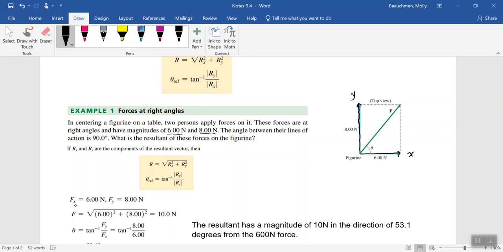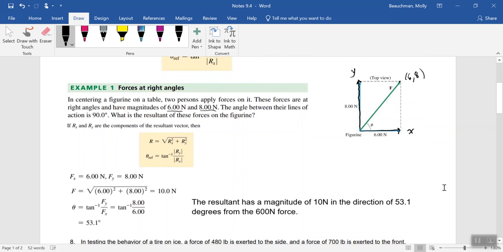So our force F of x equals 6. That means your x-coordinate here is 6, and your y-coordinate is 8. Since it's at right angles, those are already basically given to us. So to find the length of our vector F, or our magnitude, we take the square root of 6 squared plus 8 squared, and we end up with 10. So the length of this is 10 newtons. So that's the resultant.